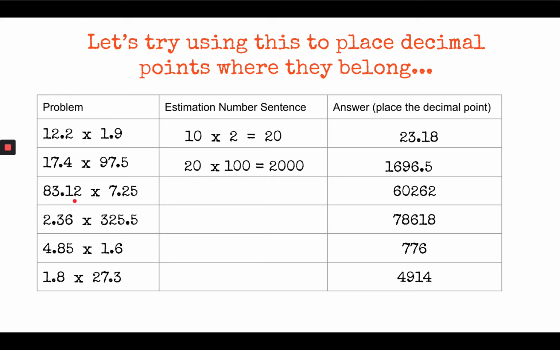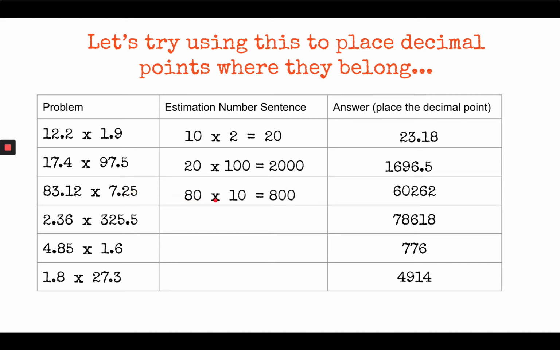83.12 times 7.25. Well, 83.12, I know I can really easily round that to 80, can't I? And 7.25, well, couldn't I round that to 10? Wouldn't 80 times 10 be a lot easier than having to figure out 83.12 times 7.25? Let's see.